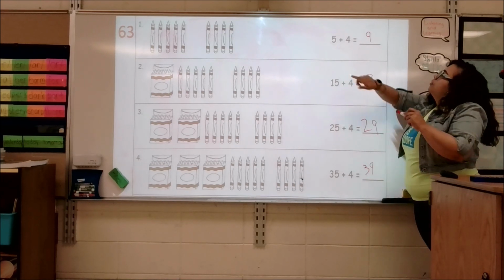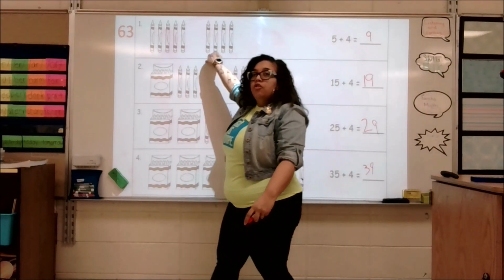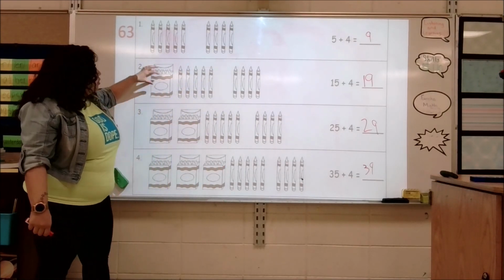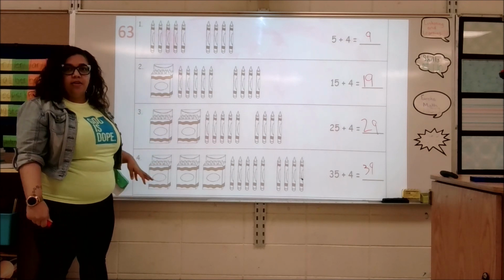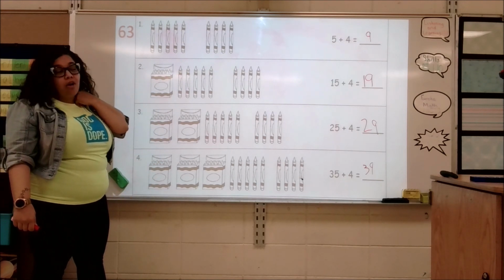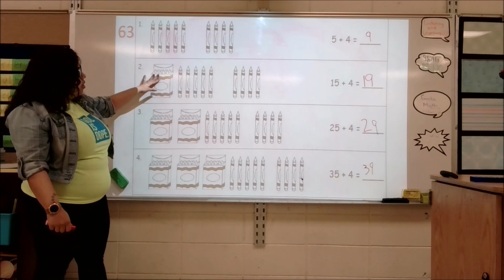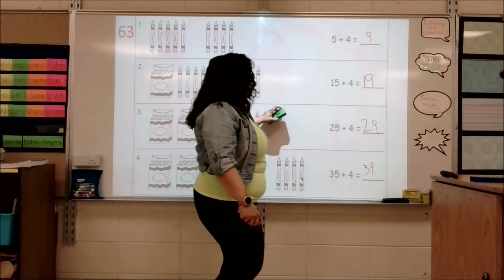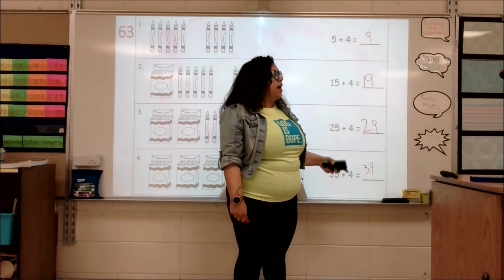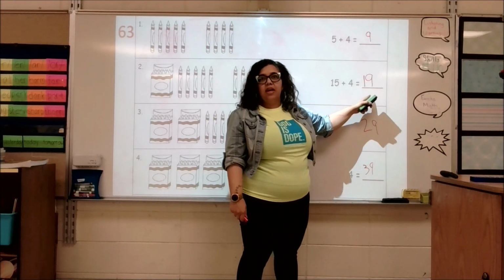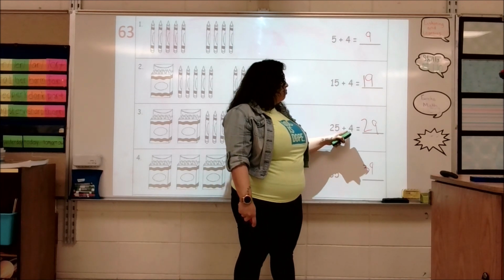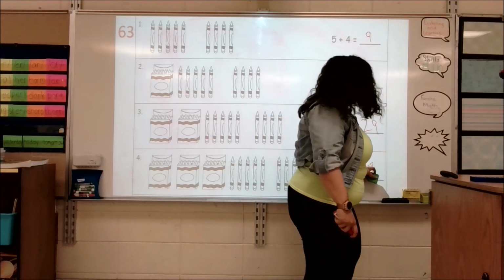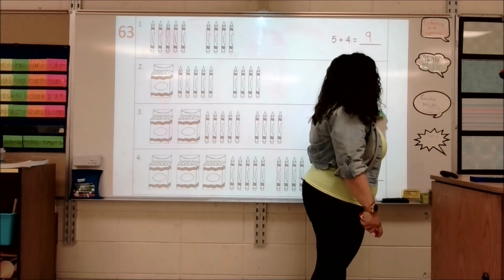Do you see what happened here? You see how we used our ones? Use what we know about adding within 10. Use what we know about adding ones together to steadily increase by groups of 10 to solve related problems. These problems are related because notice all I did was add more groups of 10s. My ones stayed the same. So 5 plus 4 is equal to 9. 15 plus 4 is equal to 19. 25 plus 4 is equal to 29. 35 plus 4 is equal to 39. Good job.